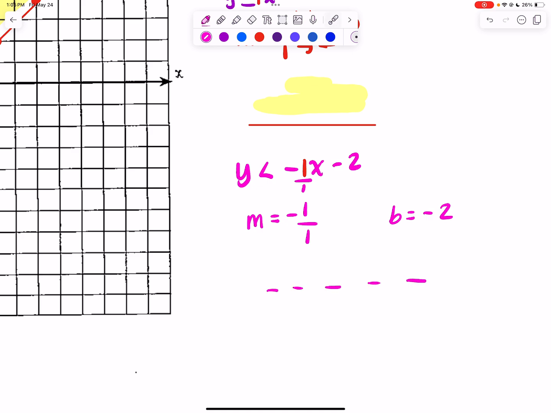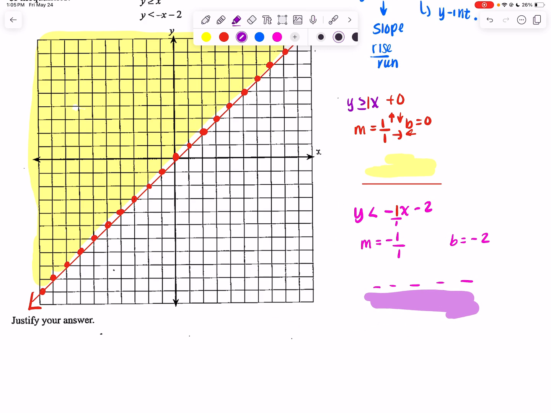So remember, if you see a line underneath it, solid. But if you don't, dashed. Now, since it says less than, I'm going to shade below the line. So I'm going to start at negative 2. And I'm going to go down 1, right 1. And I'm going to keep doing that until I run out of room. Now I'm going to go up and to the left.